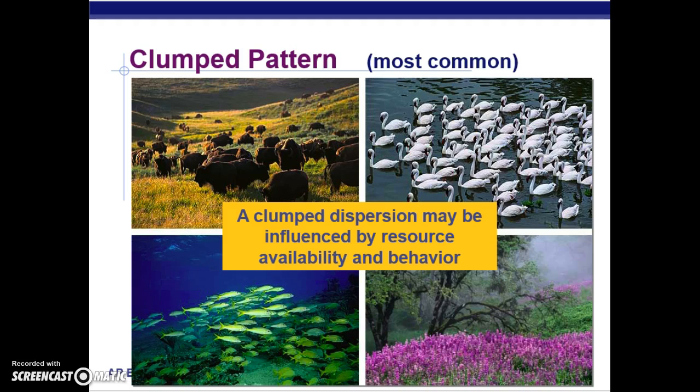Also, by clumping together, certain predators can be more effective, like a pack of wolves or a pride of lions. If they are clumped, it helps them to be better and more effective as predators. Also, clumping can help prey be more effective in avoiding predation. So fish, for example, can help avoid predation by being clumped together, or the example you see there of the swans in the top corner.